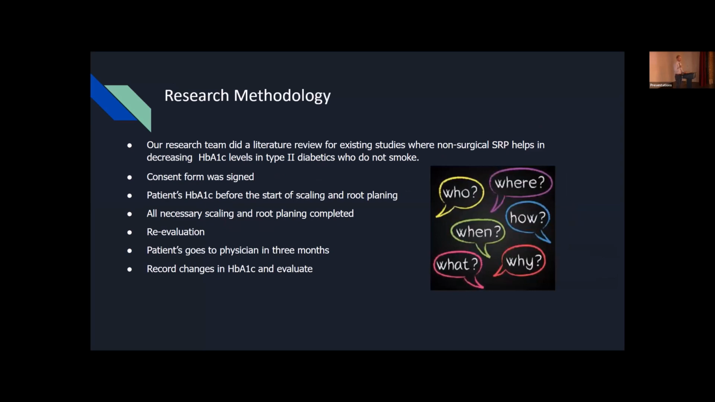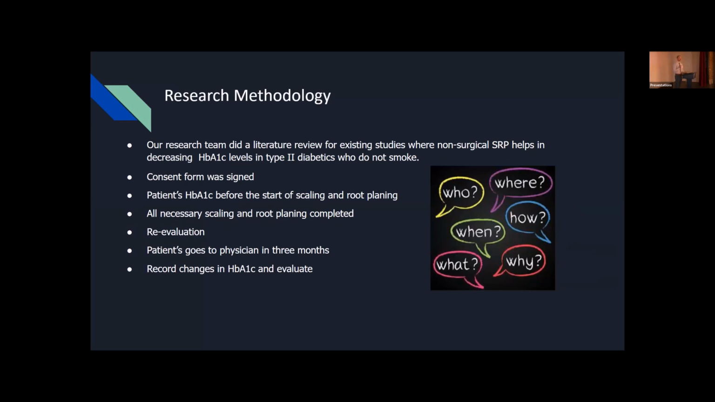So like I said, we started off by doing a literature review of existing studies, and our conclusion was that generally the consensus was that non-surgical periodontal therapy, scaling and root planing, helped decrease HbA1c levels in type 2 diabetic patients who do not smoke.